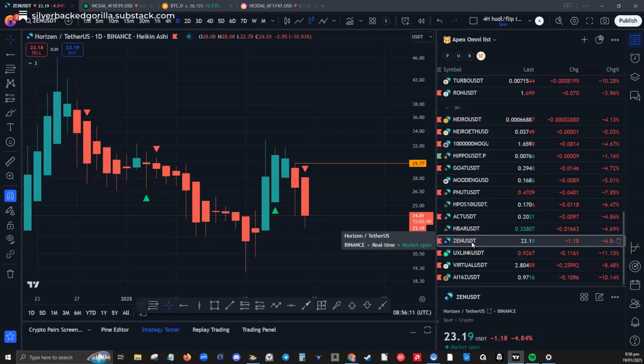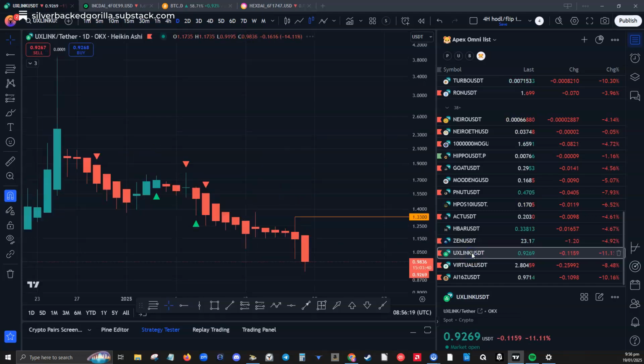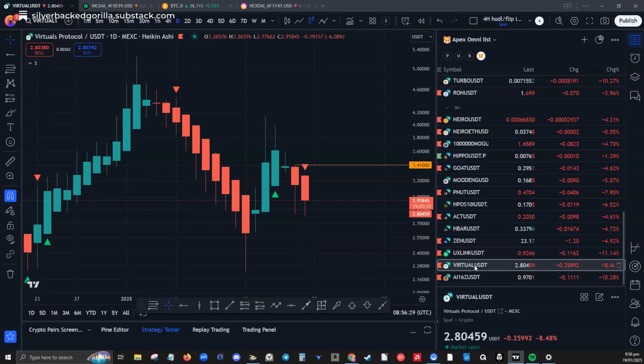Zen is a current short. Stop loss level is $29.77, as it says in orange on the screen. UX Link is also a current short. $1.33 is the stop loss level. Make some money while the price goes down.